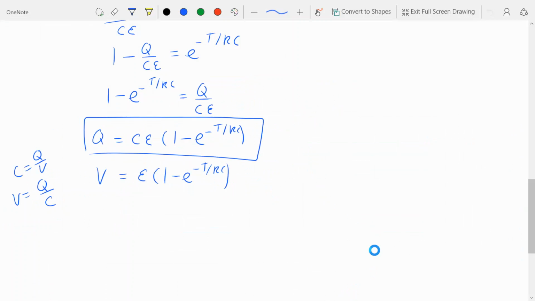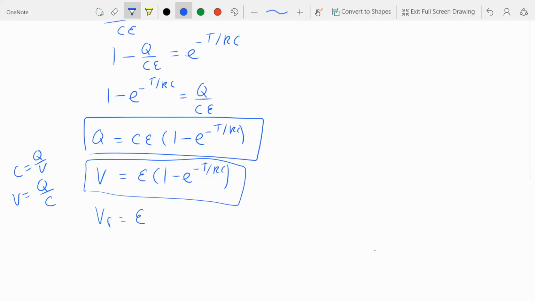I was just saying that as time goes on, you wind up with 1 over e to a bigger power, which is making it smaller and smaller, so it approaches the battery voltage, which is what you'd expect. Now, as far as the current through the resistor, remember, this is the voltage of the capacitor. The voltage of the capacitor plus the voltage across the resistor has to add up to the voltage of the battery. So if I wanted to know the voltage of the resistor, it would be simply E times e to the minus t over RC.